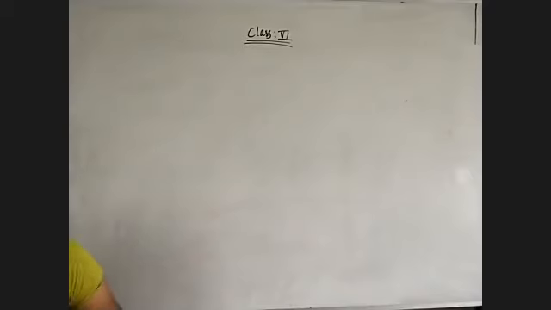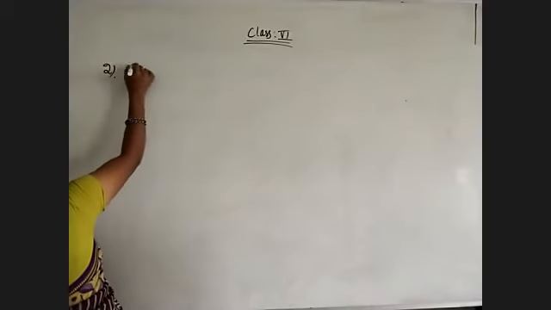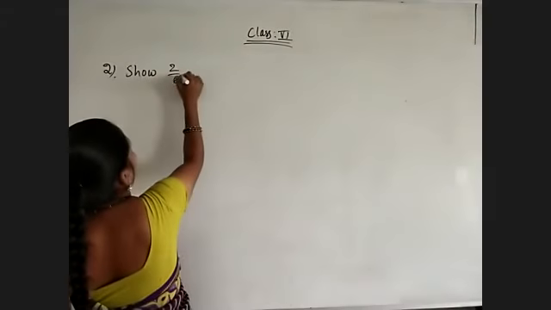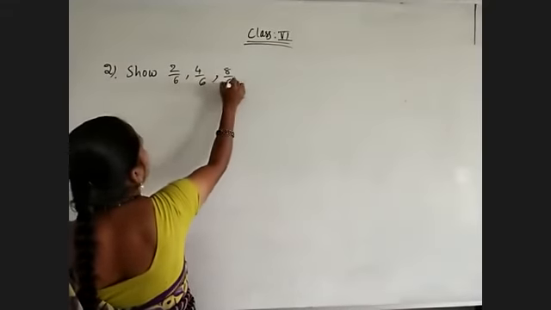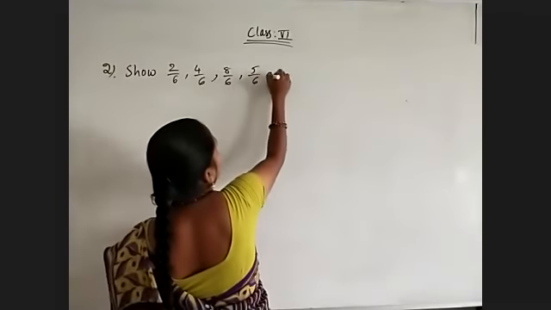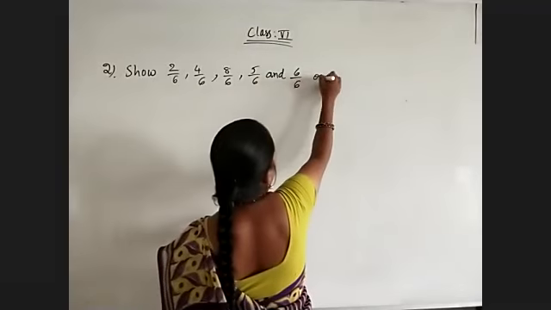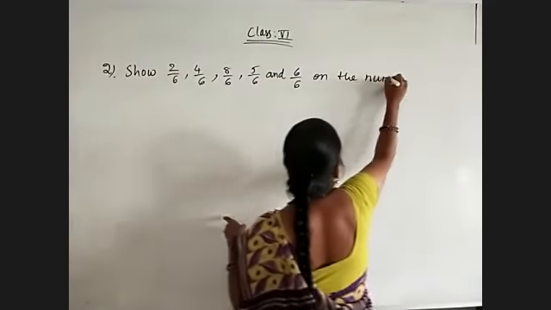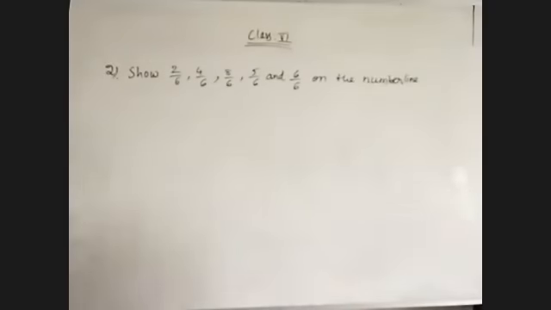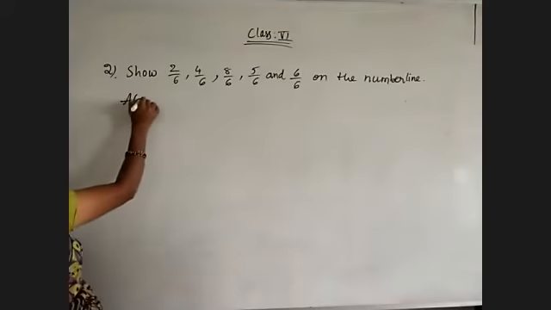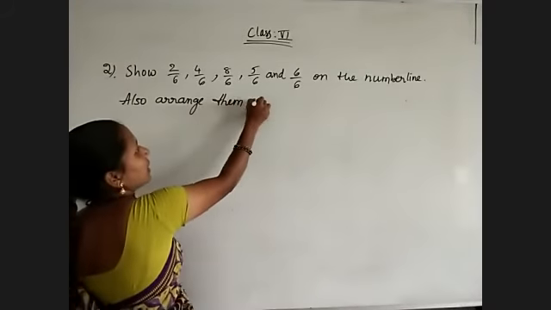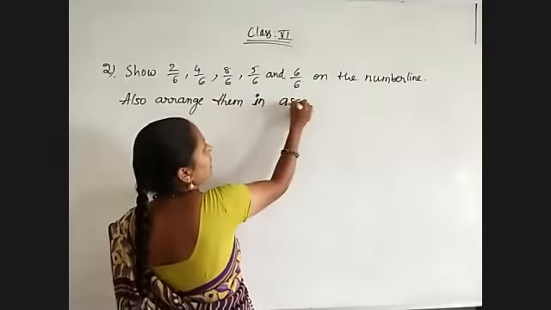Now coming to the second problem. Here they have given: show 2 by 6, 4 by 6, 8 by 6, 5 by 6 and 6 by 6 on the number line. Also arrange them in ascending order.